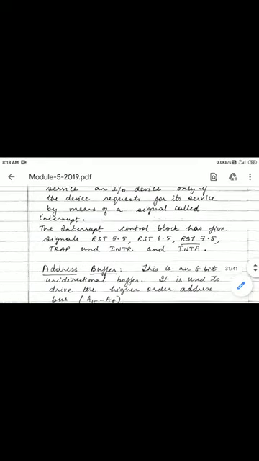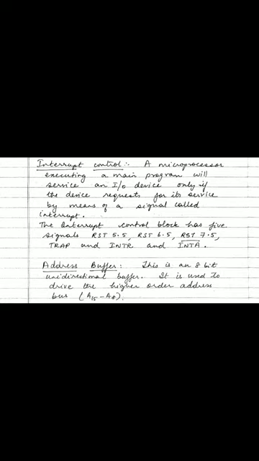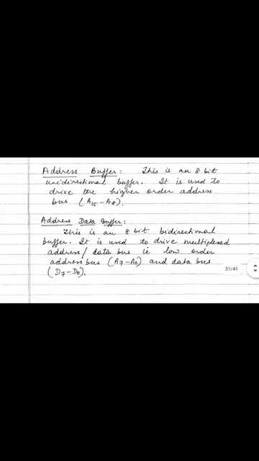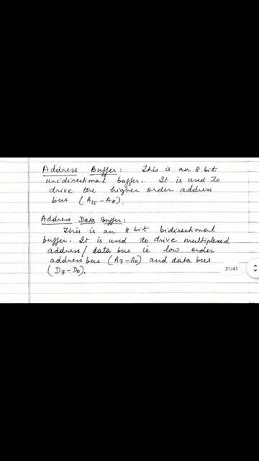See here, in the interrupt control there are 5 signals which we have seen. Next one is the address buffer. This we already discussed. Address buffer means it is unidirectional. It is used to drive the higher order addresses. I already told you, the most significant 8 bits, 8 lines, right? That is in the address buffer.